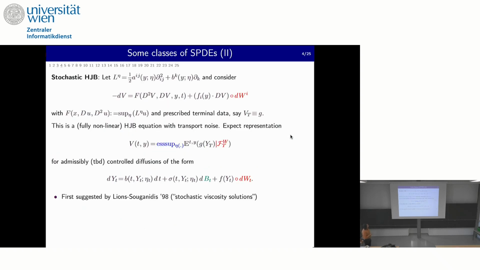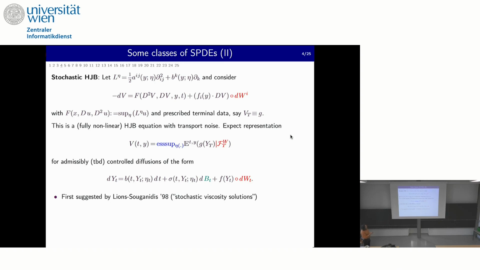Here's a second example, a stochastic HJB, Hamilton-Jacobi-Bellman equation, that was suggested in this form by Lions and Souganidis 25-plus years ago under the name stochastic viscosity solutions. To be fair, they were not really interested in the case where this noise is linear, but they had examples where it is nonlinear, which is, of course, much harder. Even so, this was proposed back then.